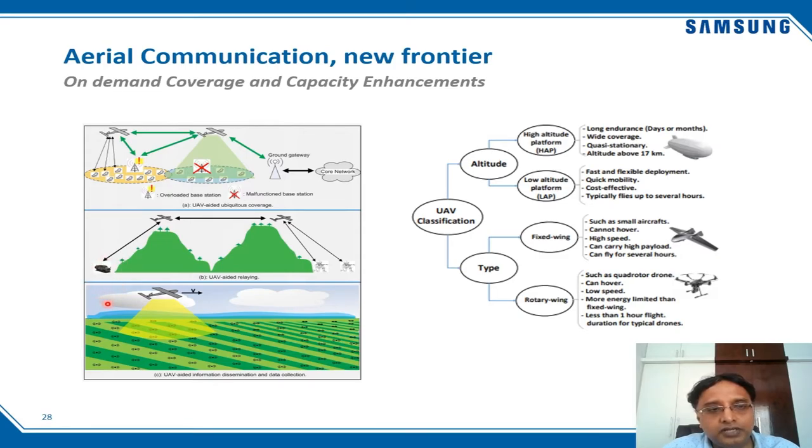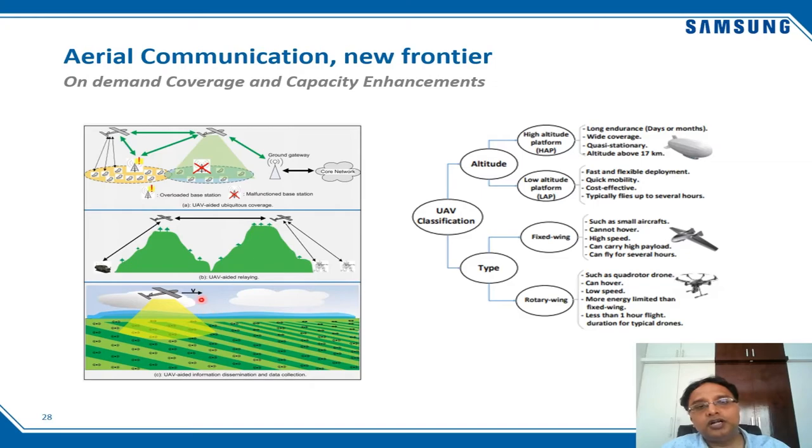Now, other scenarios in the Internet of Things paradigm: there could be nodes in remote locations which don't need coverage all the time, but there is certain sensor data that needs to be brought back to the core network. So an aerial base station can go and take it and come back, right? So these kinds of use cases can be enabled by aerial communication. So there is a capacity enhancement as well as coverage enhancement happening.